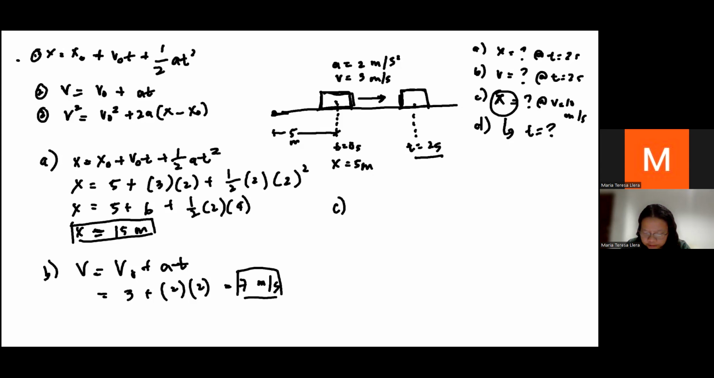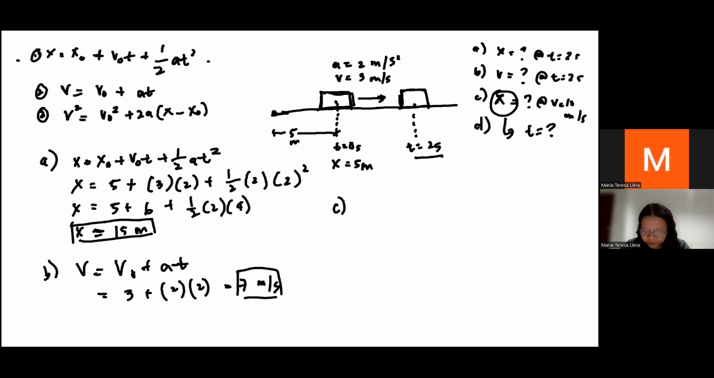Can we use the first equation? Do you think we can use the first equation? No. Why? Because we are given the final velocity, which is 10 meters per second. But in the first formula, there's no variable of the final velocity, right? So we cannot use this value. So we cannot use the first formula.